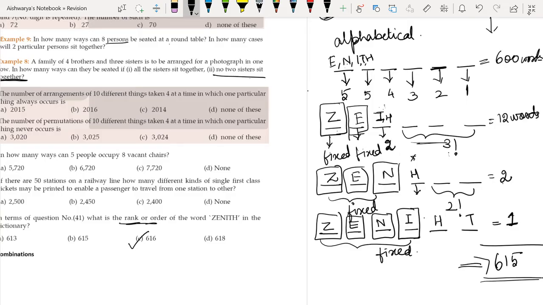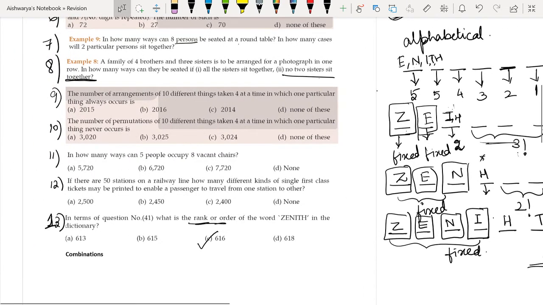Is there any doubt with students on this particular one? No, ma'am. Okay, good. So let's proceed to the 2 sums which we left, that is question number 9 and question number 10 we will do now.